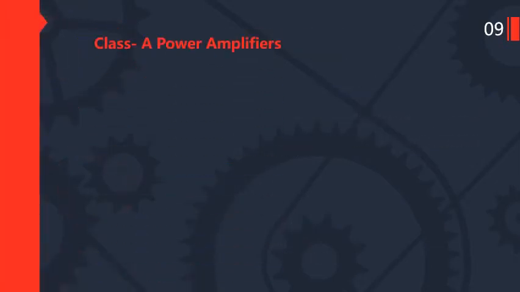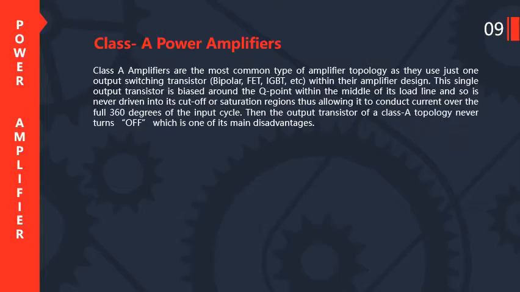So the first one is the class A power amplifier. Class A amplifiers are the most common type of amplifier topology, as they use just one output switching transistor within their amplifier design.